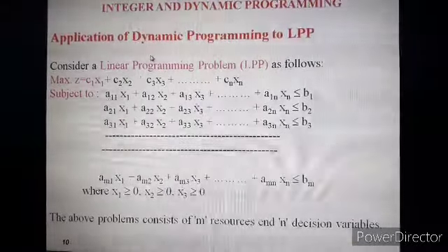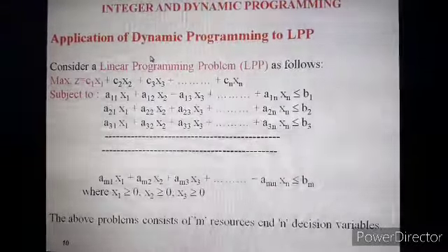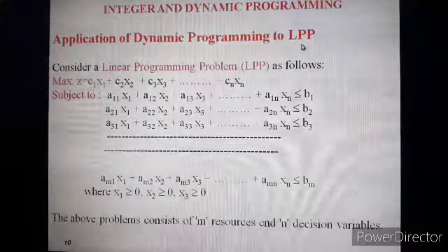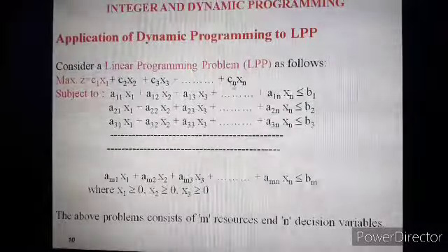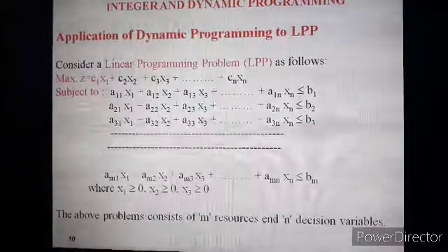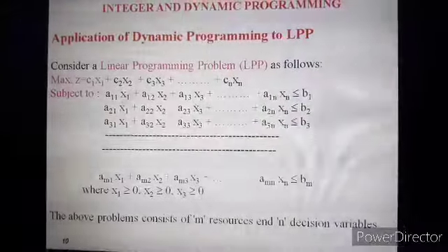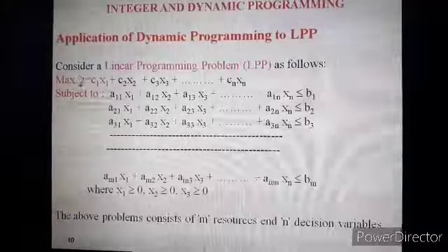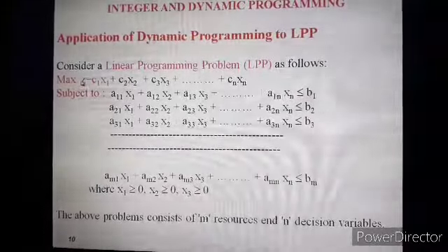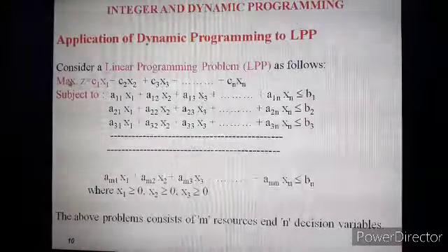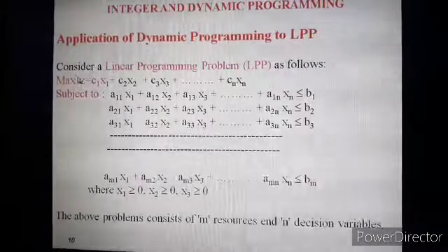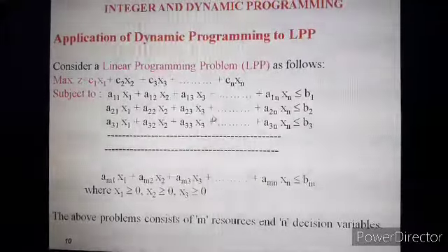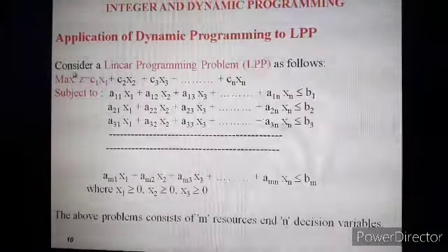Now, what is the application of dynamic programming to linear programming problems? We have defined the linear programming problem, and this is the mathematical formulation of linear programming problems. We have to define our function through the variable Z. This Z is our objective function. Again, the problem statement may be for maximization or for minimization. Here the mathematical model is taken for the maximization problem.